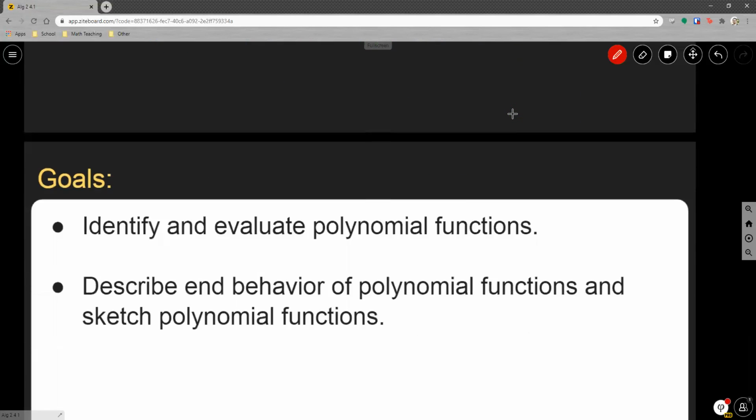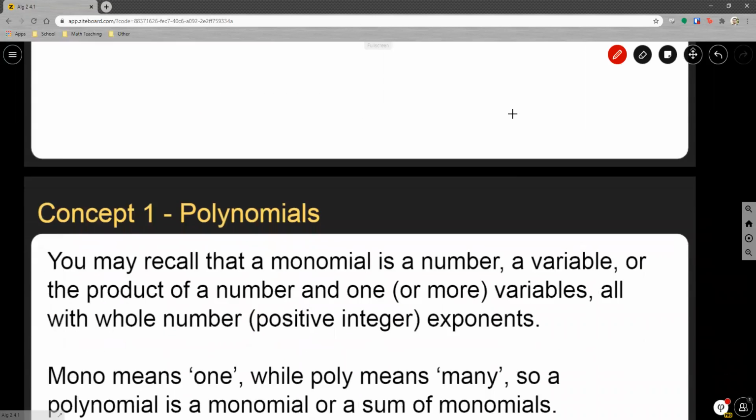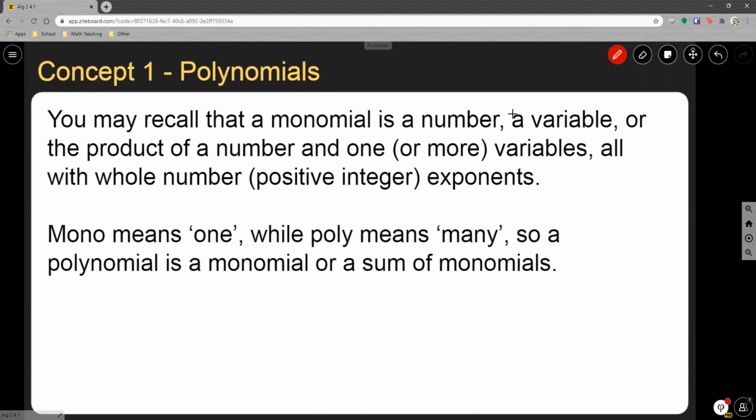All right, so our goals are going to be to identify and evaluate polynomial functions, and then describe what's called the end behavior of polynomial functions and sketch polynomial functions. The sketching we won't do a lot of, just more of an understanding of the end behavior, which we'll be talking about quite a bit at the end of the section here. So let's get started. The next 3 slides are all about the concept of what a polynomial is. So let's get going on this.